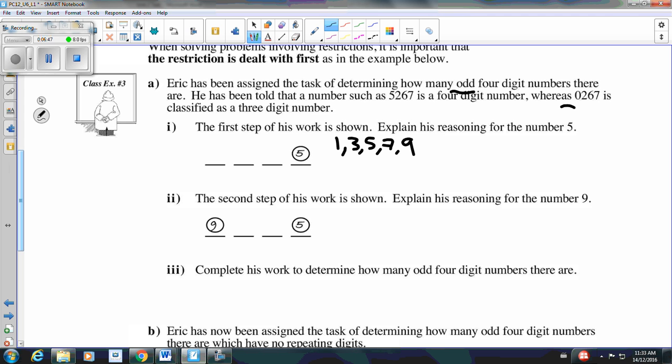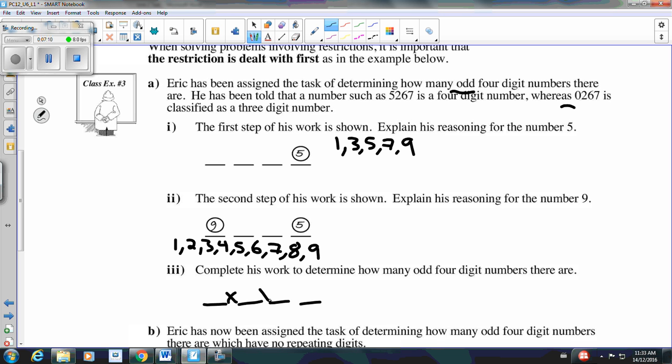Explain his reasoning for the number 9. So his reasoning for 9 here is because the digits that can go there are 1, 2, 3, 4, 5, 6, 7, 8, 9. We cannot have a 0 there because then we'd have a 3-digit number instead of a 4-digit number. Now we can fill in the rest.